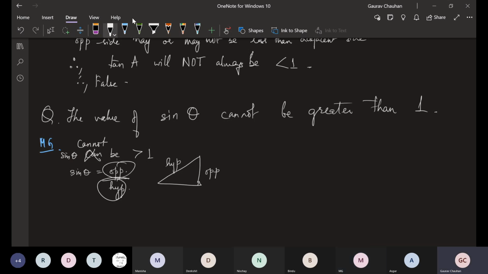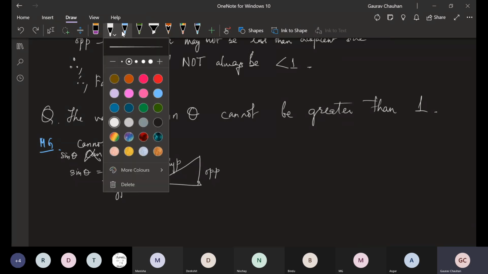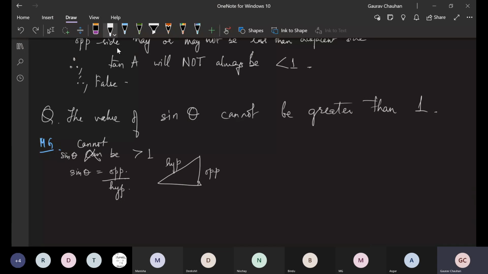Opposite by hypotenuse, always denominator will be greater. If denominator is greater, then definitely this value will never become greater than 1, right? Hypotenuse is always greater than opposite. Suppose we bring this so close, hypotenuse will become equal to opposite, but it will never be less than opposite. Therefore, sine theta cannot be greater than 1. And this answer is true.